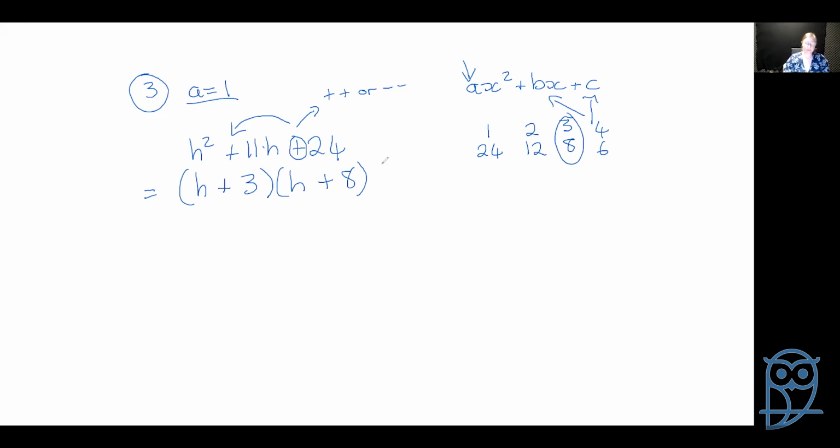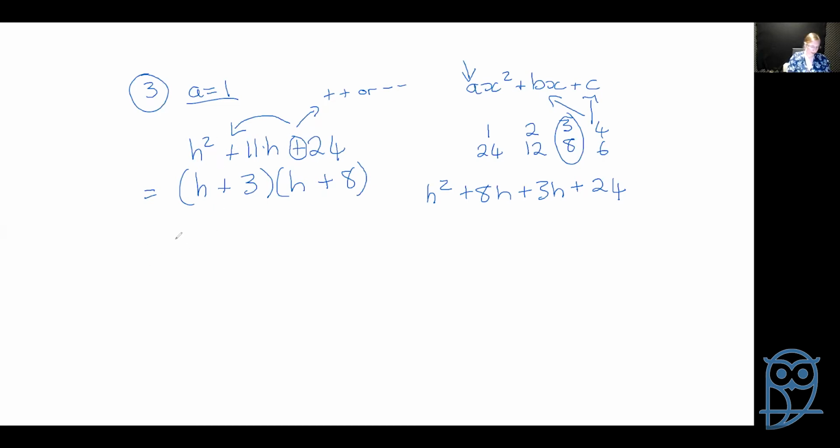So let's test it using FOIL. So we have our firsts, that is h squared. We have our outsides, that gives us 8h. We have insides, that gives us 3h. And we have our lasts, which gives us 3 times 8 is 24. So if we sort this out, we get to h squared plus 11h plus 24. So we're good. Okay, so this was the example, if this is a plus and this is a plus.